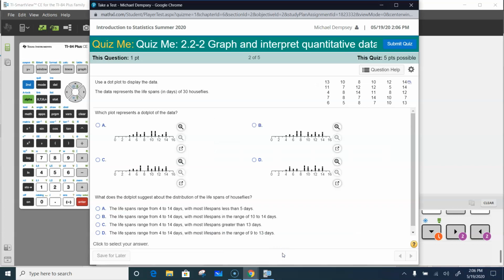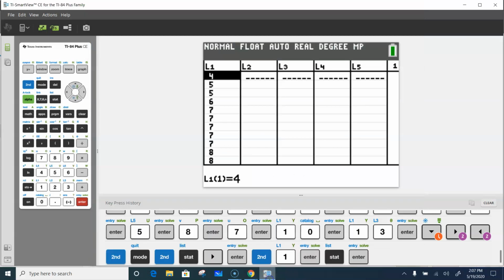A 4, 2 5s, a 6, and a bunch of 7s. Looks like this one. B seems to match as well. So it's either A or B. Kind of hard for me to tell, but let me go back to my list.